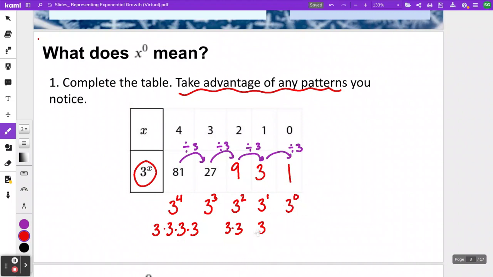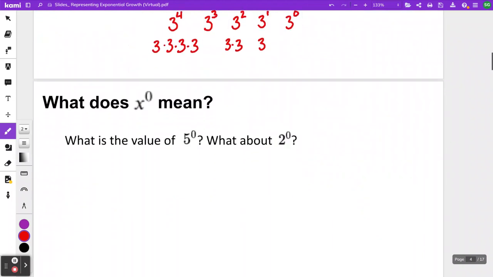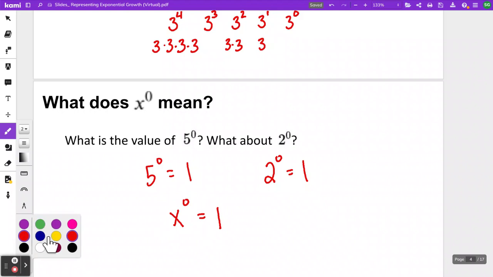This idea of the 0 power is true in this table, but also true for anything with the 0 power. So for example, 5 to the 0 power, what would that equal? 1. You could do the same table we did above to see it's 1. 2 to the 0 power, 1. And then finally, the name of this warm-up, what is x to the 0 power? Our rule is anything to the 0 power is going to equal 1.